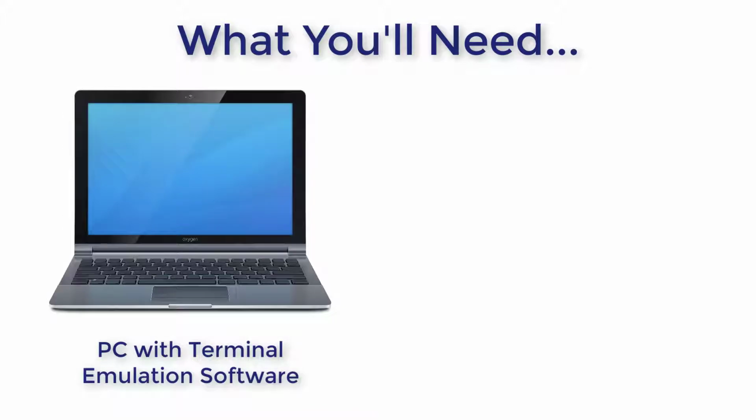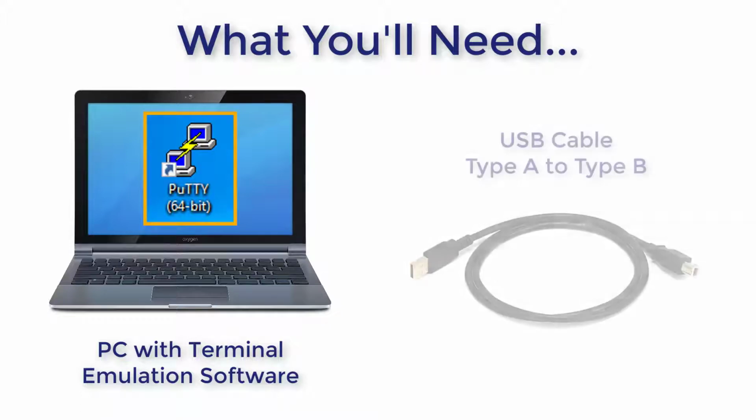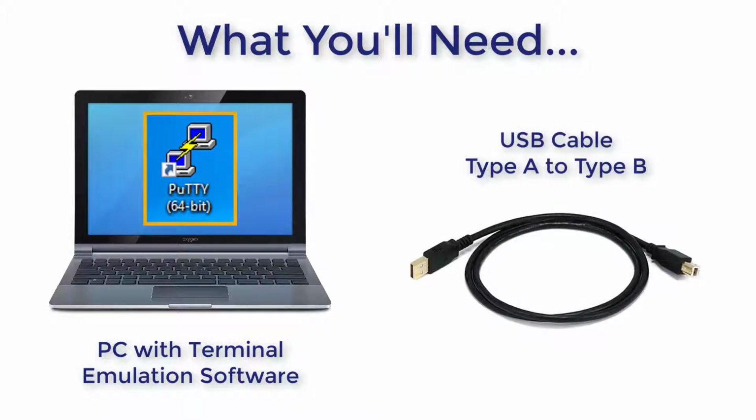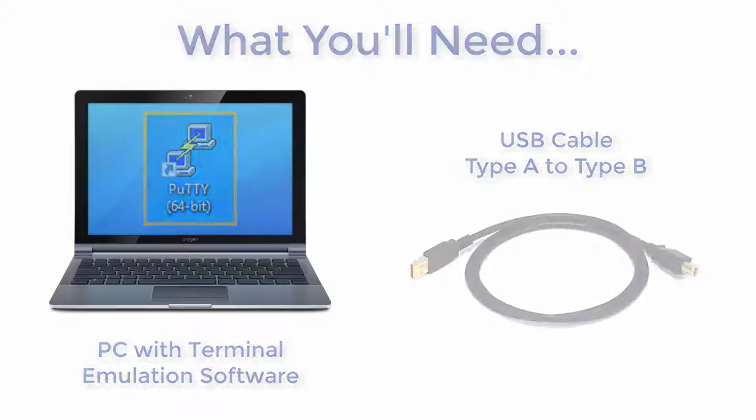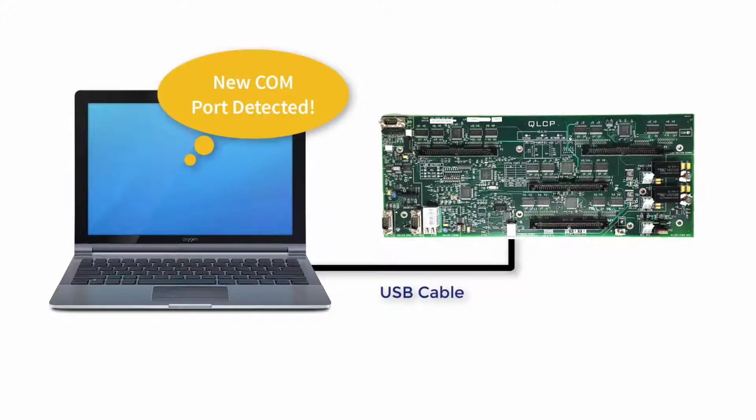To access the QLCP configuration menu, you will need a PC with terminal emulation software such as Terraterm or PuTTY. This free open source software can be downloaded from the internet. You will also need a USB cable that has a Type A male connector on one end and a Type B male connector on the other end. When your computer is connected to the QLCP's USB port, the port will show up as a new COM port.